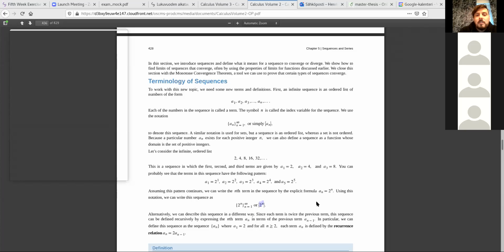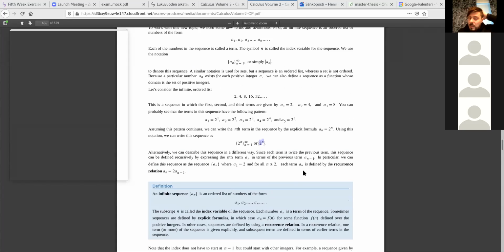There are different ways of expressing these equations. One way to express this sequence is recursively, as a recurrence relation, meaning that we express a_n in such a way that a_n is double that of a_(n-1).